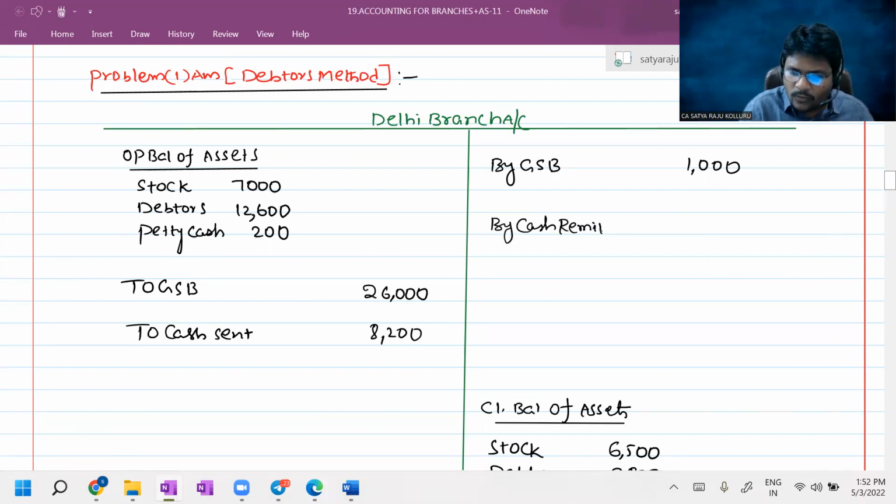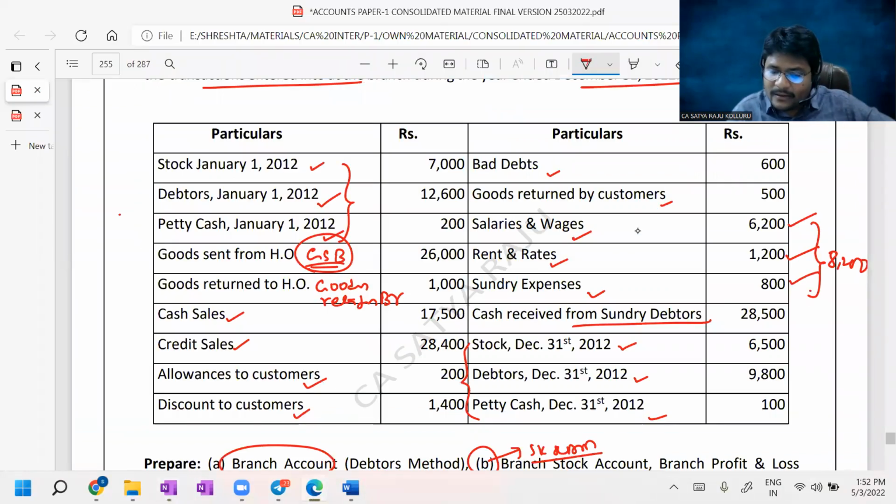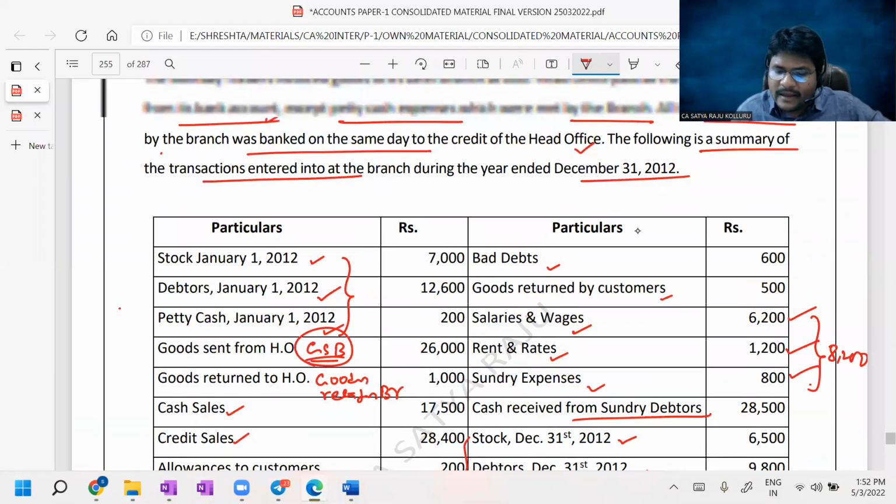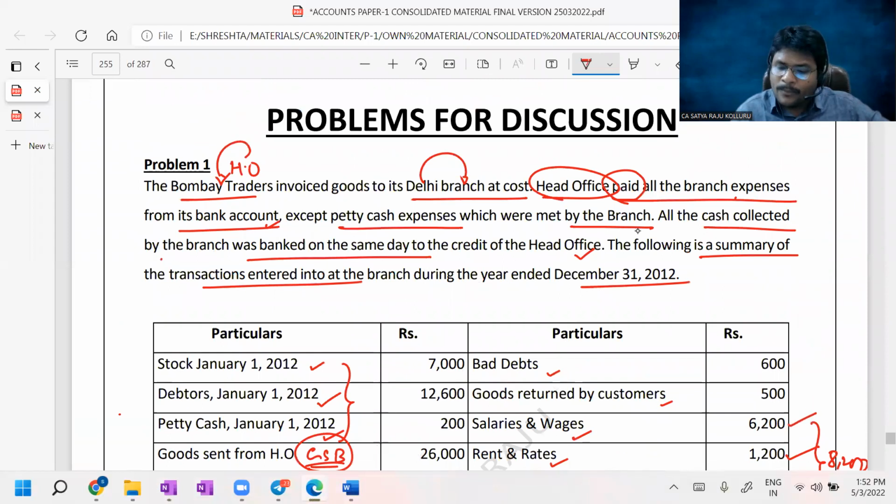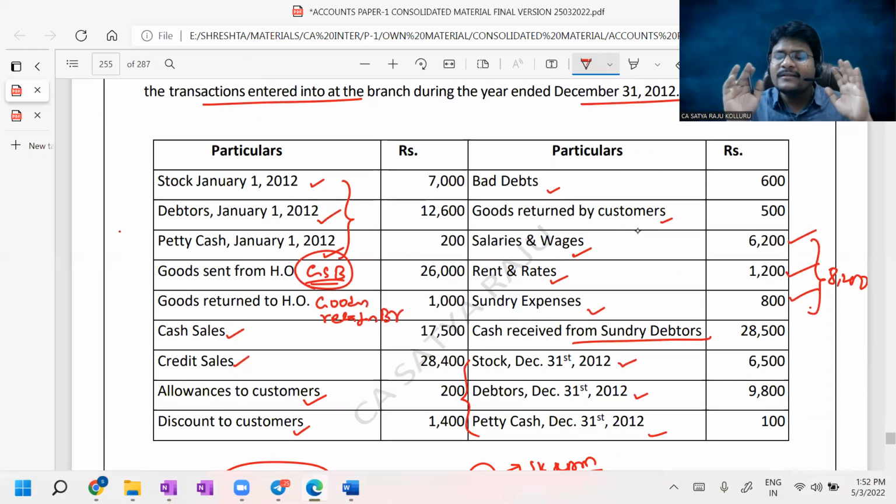Cash remitted by whom? Cash remitted by branch to head office. How much, sir? Anywhere it is given, can you please check, all of you? How much cash is ultimately remitted by branch to the head office? It is clearly given that all the cash collected by the branch was banked on the same day to the credit of the head office. Now, if you check, how much cash availability is there with the branch, sir?